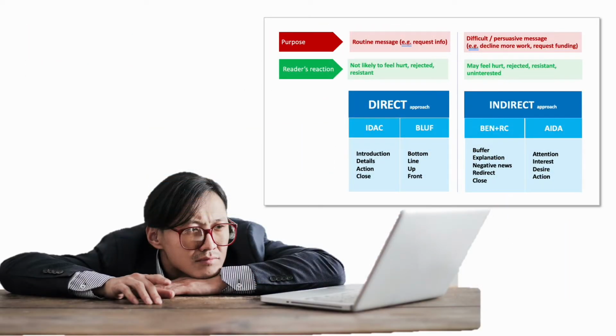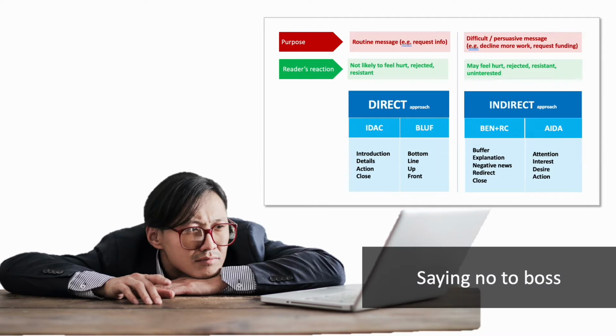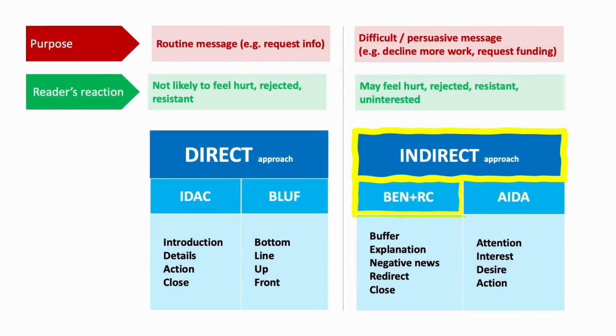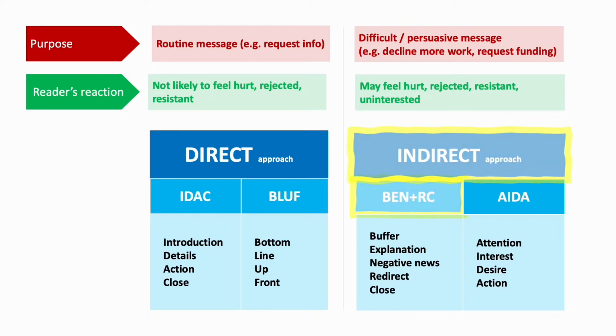What if our boss has asked us to take on a new project, and we have to tell him no, we can't, because we already have too much work to do? Which approach do we use, the direct or indirect approach? We use the indirect approach, and specifically the BEN plus RC format.